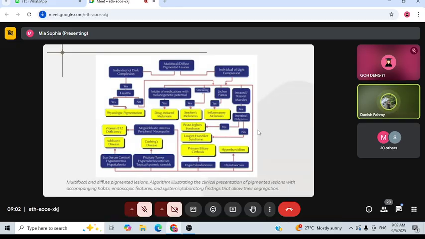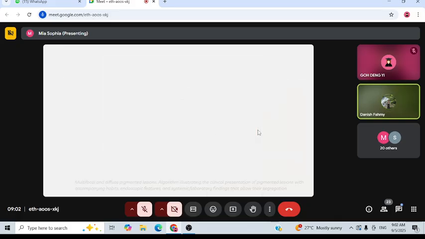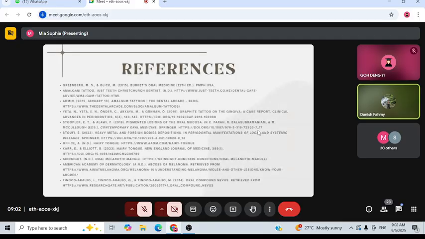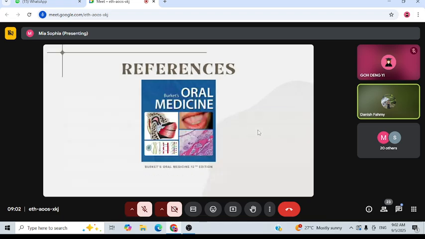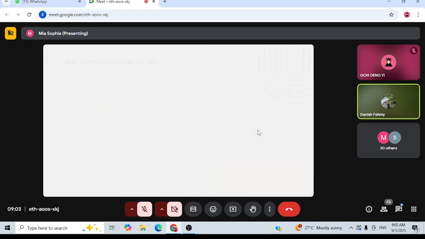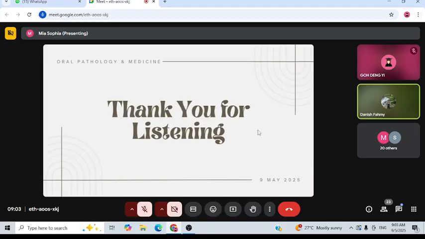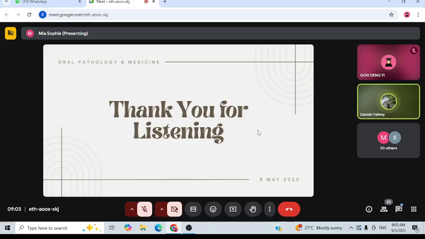This is roughly our multifocal lesions and their treatment. So this is our reference. That's all from me, Doctor.